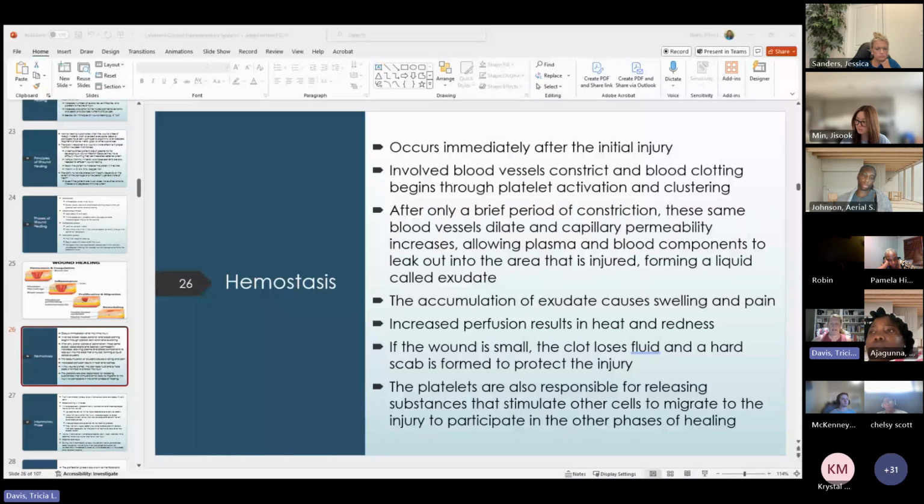Typically, if the wound is small enough, the clot loses fluid and you're going to have a hard scab that forms pretty soon after to help protect that injury. Again, the larger the wound, the more impossible this becomes, and you might not ever see that. It has to heal a different way. The platelets are also responsible for releasing different substances that tell the other cells in the body to move over to that injury and work together to help with the different phases of healing.